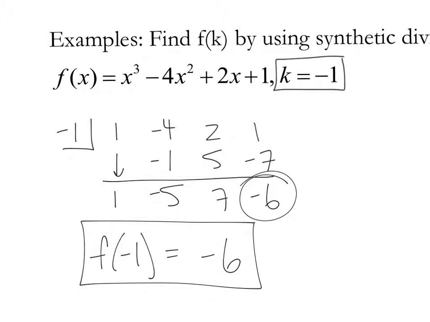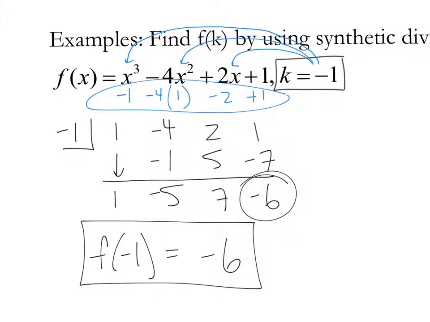So let's do this one in our head so you can kind of prove that it works. -1 to the third is -1. -4 times -1 squared is just 1. And then when you plug in the -1 here, you get -2, and then +1. Can you add all this stuff up for me? -1 minus 4 is -5, -2 is -7, +1 is -6. Whoa. So synthetic division is way faster to be able to do the same exact math, especially you guys if it's a fraction.